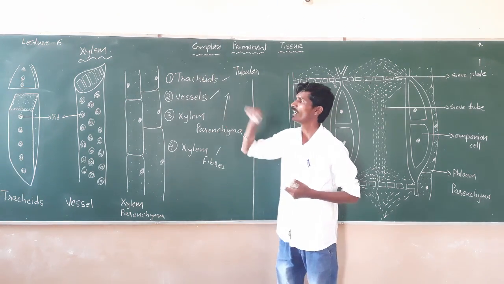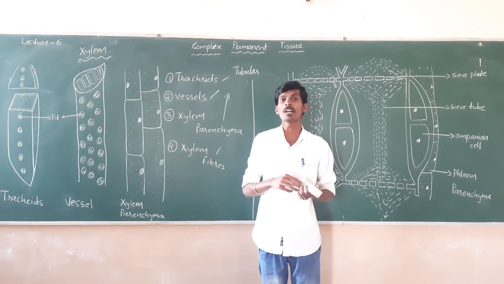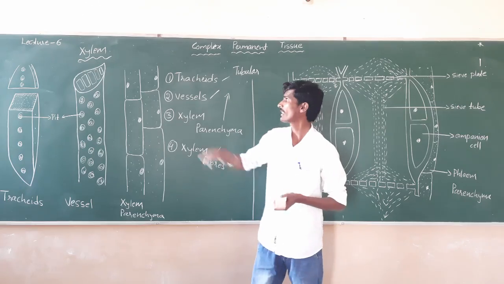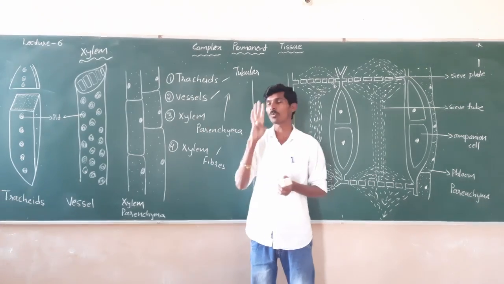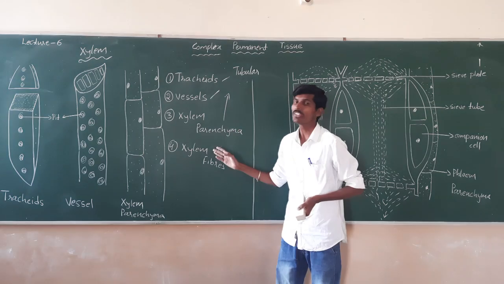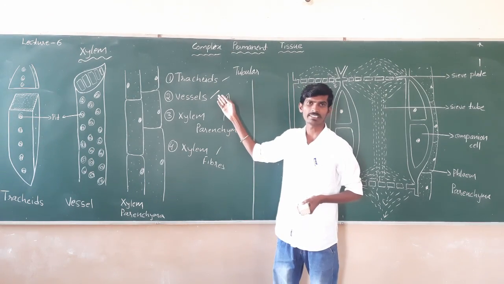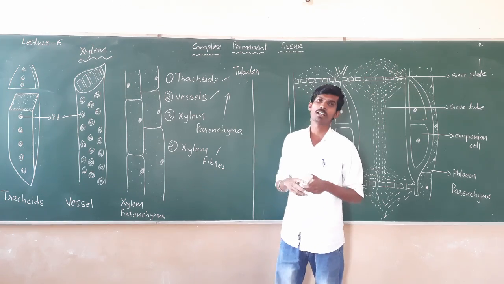This is about the xylem. Xylem is the water conducting tissue. I give an example for the water conducting tissue: it is the xylem. Xylem consists of 4 elements: the tracheids, vessels, xylem parenchyma, and xylem fibers. Okay, the cell walls are thick. This is about the xylem.